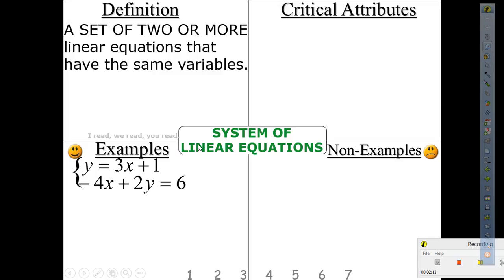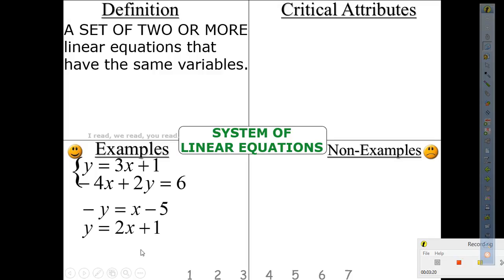According to the definition, it says a system of linear equations is a set of two or more linear equations, and they need to have the same variable. Let's see. Do we have two equations or two or more here? Do they have the same variables? Yes, y and x, x and y. They might not look the same because one of them is one form and another one's a different form, but they are linear equations. Let me give you another example.